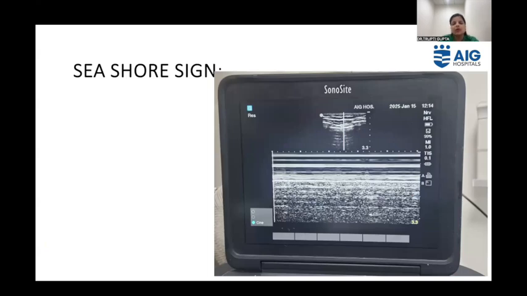Another sign is the seashore sign. Whenever I put the M mode over this lung sliding sign, over time I can see a seashore sign. So the seashore sign is nothing but this: this is the skin, this is the subcutaneous tissue shown as the sky, and the muscular layer is shown as the ocean. All these three layers are static, and that's why we see them as straight lines. Whereas the lower part is the lung, where there is lung sliding, so we see this grainy, sandy appearance, giving the seashore sign.